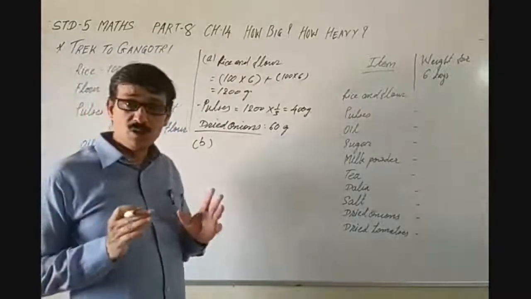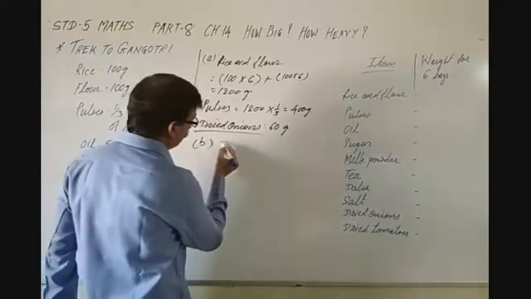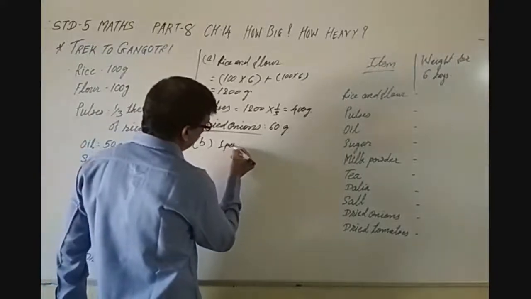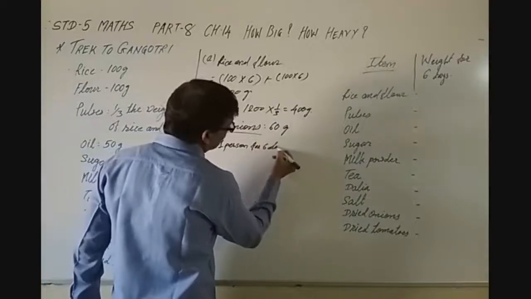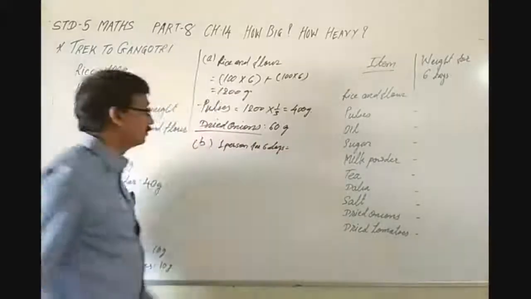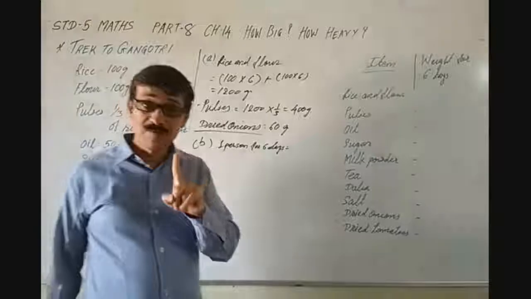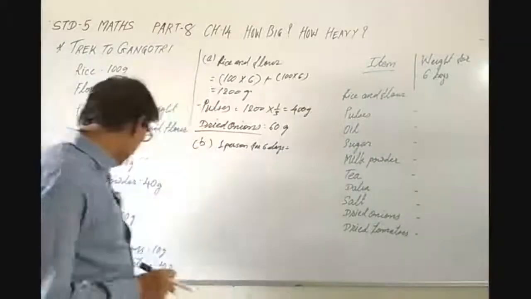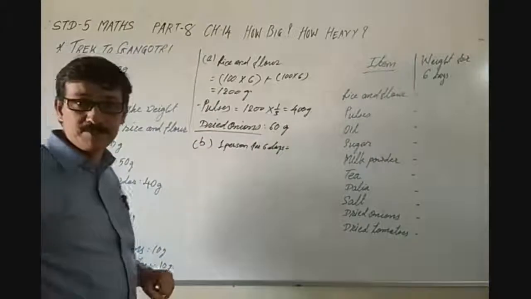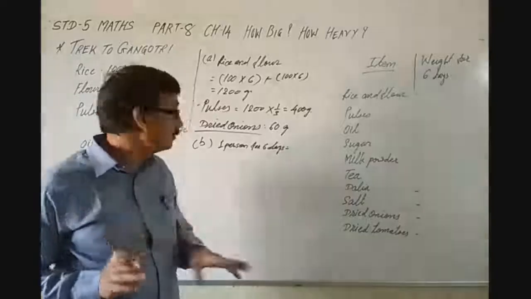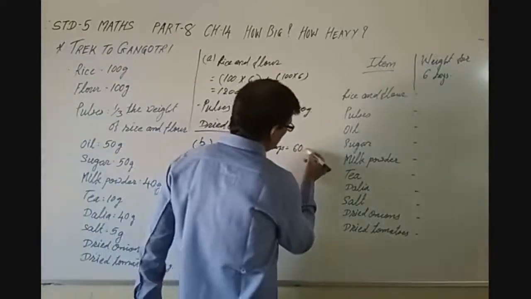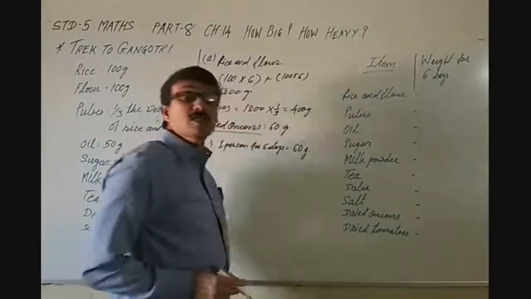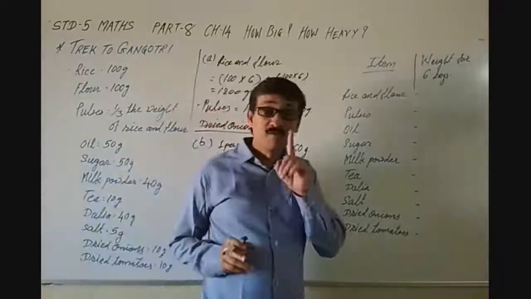Dried tomatoes of 1 person for 6 days. Now for 1 day it is 10 gram. So for 6 days it will be 60 gram or not? 60 gram tomatoes for 1 person.